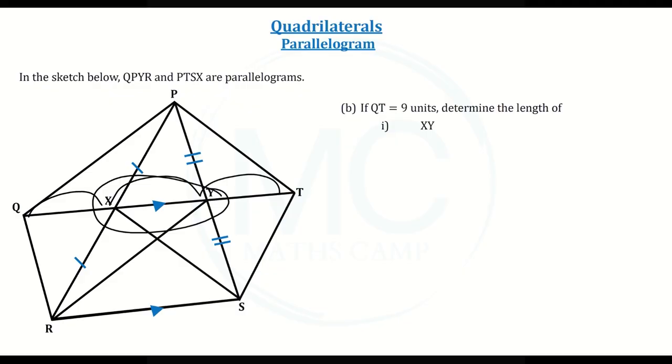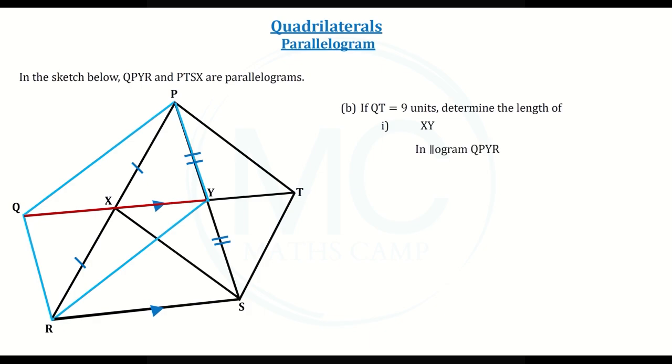We know that QPYR is a parallelogram. So let's tidy up our diagram and make the parallelogram blue. QY is a diagonal in this parallelogram. So let's make it red. Now we can say in parallelogram QPYR, we know that QX is equal to XY because the diagonals of a parallelogram bisect. Now we know that QX is the same length as XY.